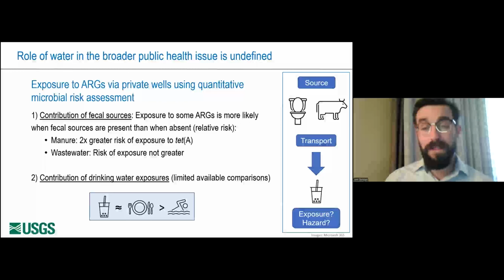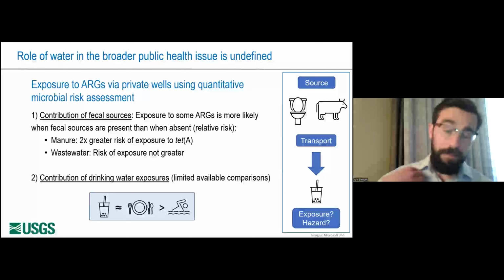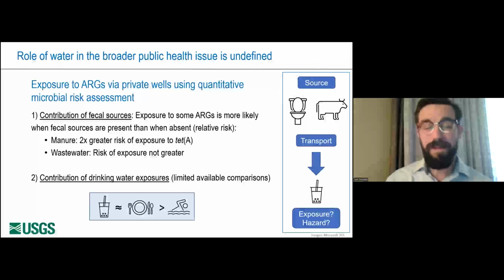The second point is stepping back a little more broadly and trying to place drinking water exposures in the broader context of other places people might be exposed to these contaminants. I do have to say there's very limited data, very few studies available for these comparisons. So these are by no means definitive statements. It's more like tentative observations trying to illustrate where we want to go with this.